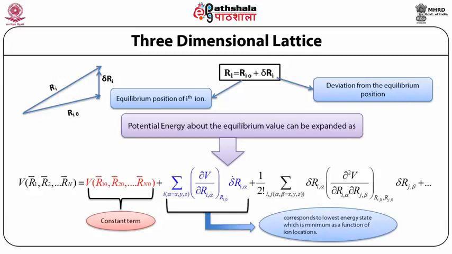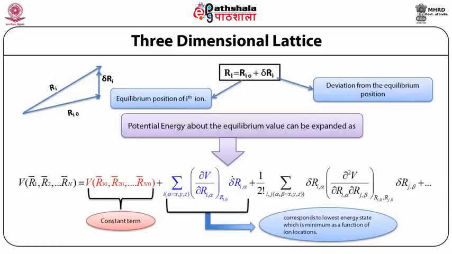As you can see from here, this alpha is indicating the three directions x, y, and z, while i is representing which ion it is, the first ion, the second ion, and so on. And then the third term is the so-called harmonic term, which contains the second partial derivatives of the potential. So the first term, again I repeat, is the constant term, and the second term corresponds to the lowest energy state, which is a minimum as a function of the ion locations.